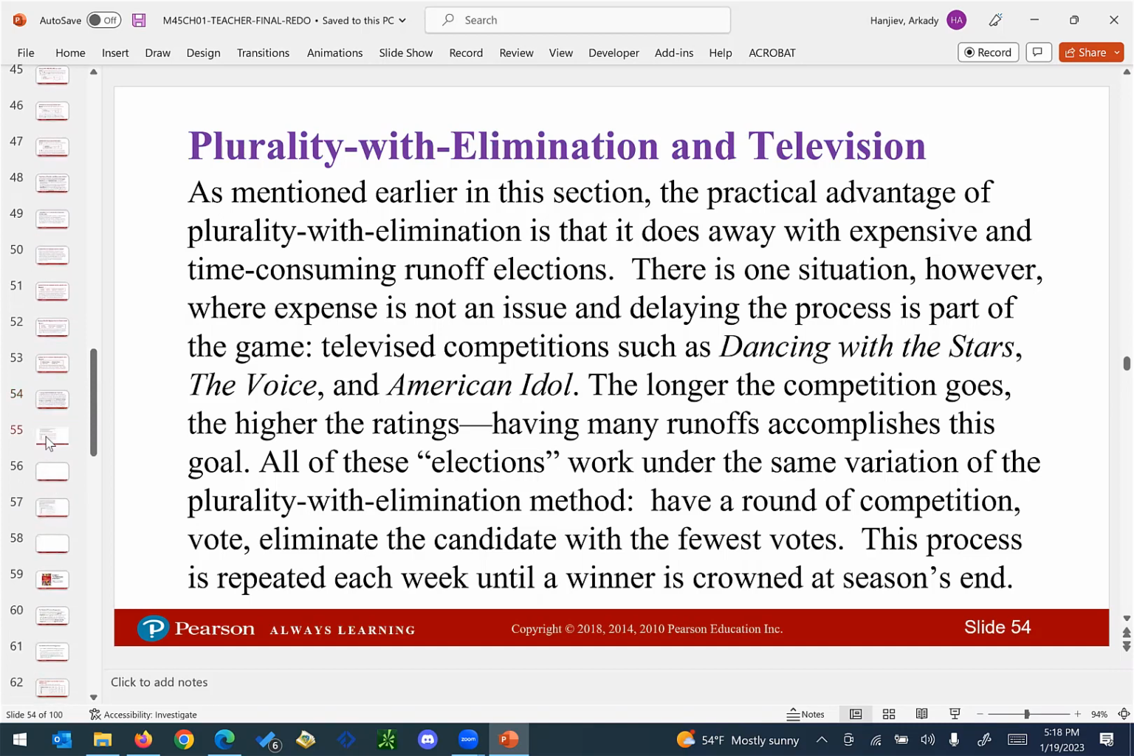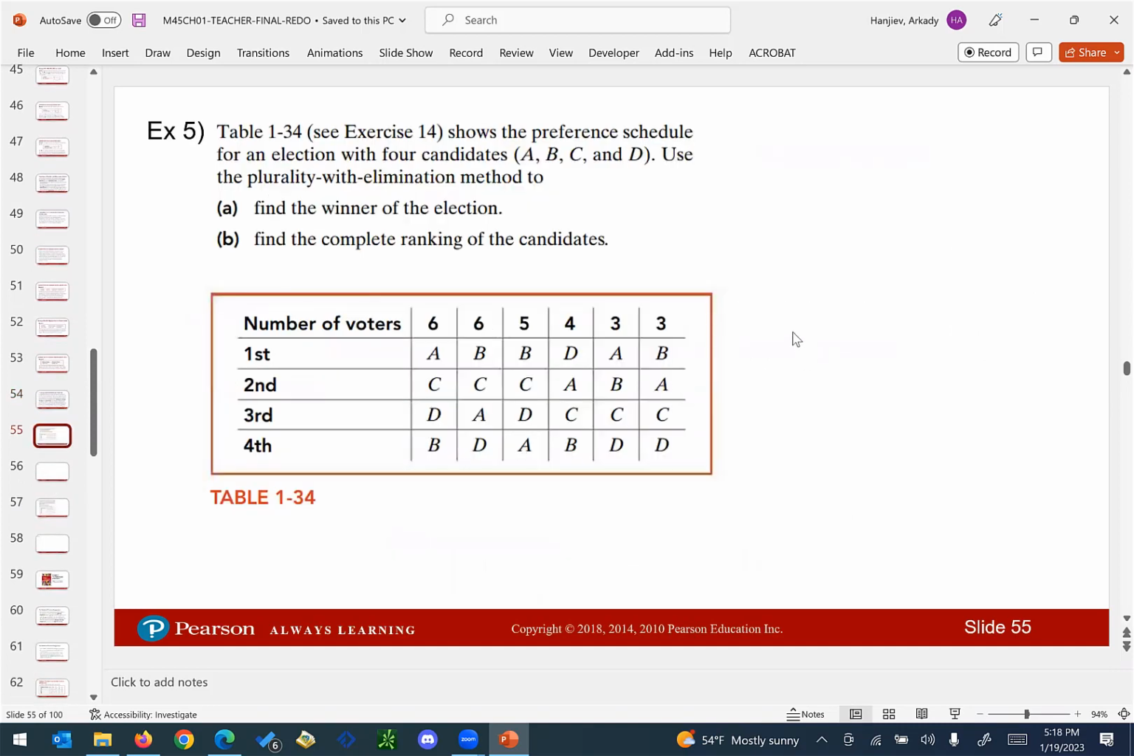Okay, let's do some problems here. So there it is. We have ourselves an election for 4 candidates, A, B, C, D. What is it? Alicia, Boris, Carmen, and Dave. So question is this: according to the plurality with elimination, using this process, can we find the winner? So we don't care about 4th place votes, 3rd place votes, 2nd place. We're only caring about right here, this little piece right here.